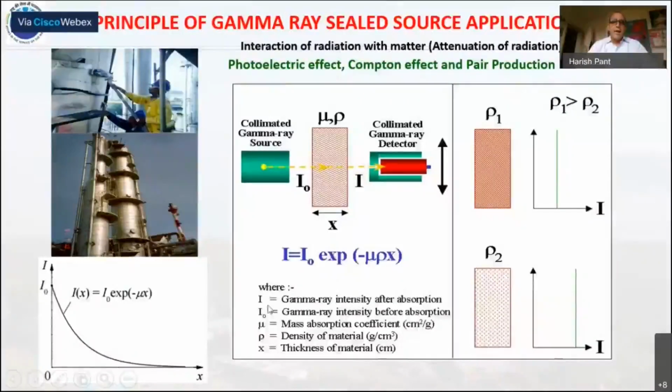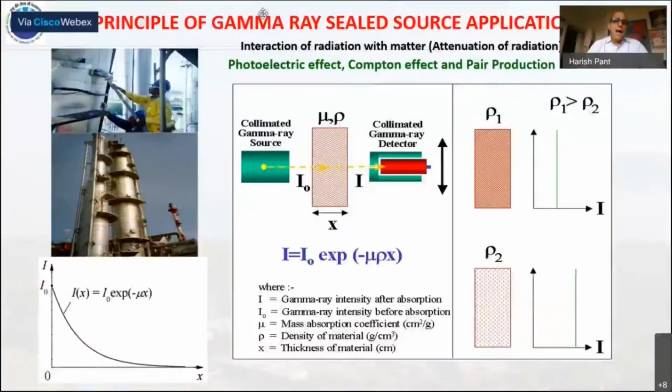Here in this law, I is the intensity of the transmitted radiation, I0 is the intensity of the gamma rays falling on the incident plane of the object, mu is the mass absorption coefficient, rho is the density, and x is the thickness. So if you have two objects, one of higher density and the other of lower density, the intensity of the transmitted radiation will be higher in the case of the material with lower density.